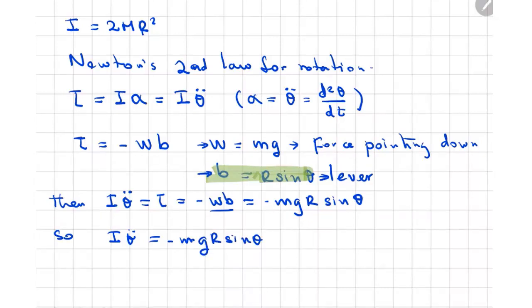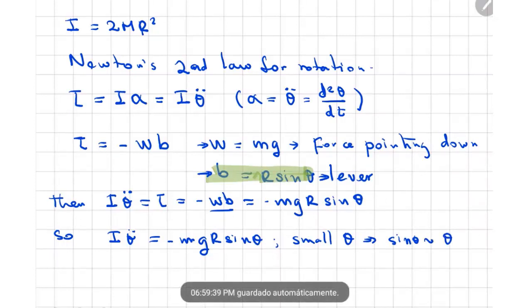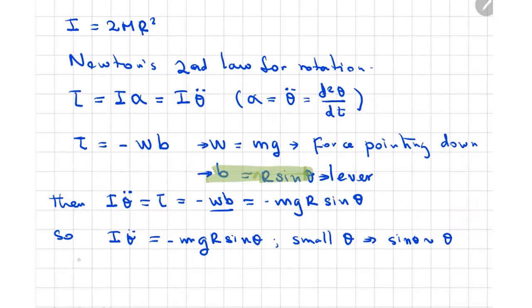But for small oscillations, that means theta is going to be small. So for small theta, sine of theta is approximately equal to theta. And because sine of theta is approximately equal to theta, then we get I theta double dot is equal to minus mgr theta. Okay, guys?